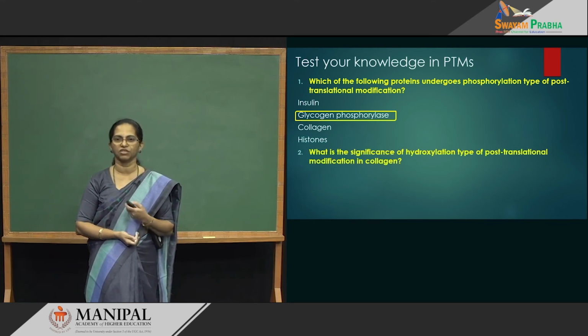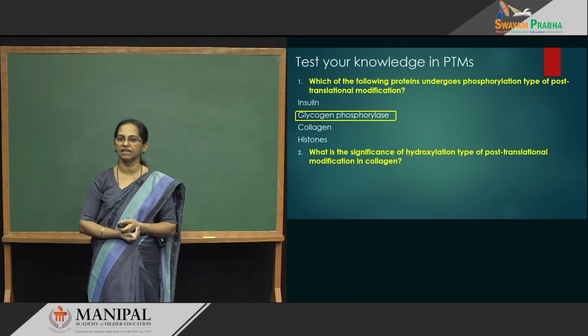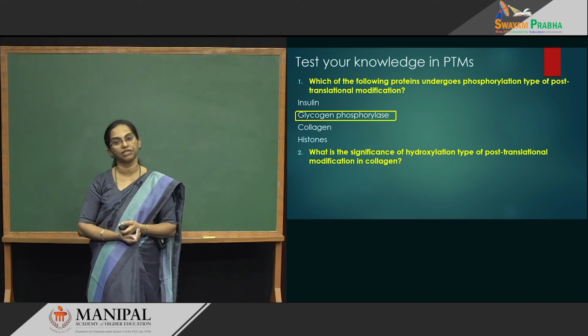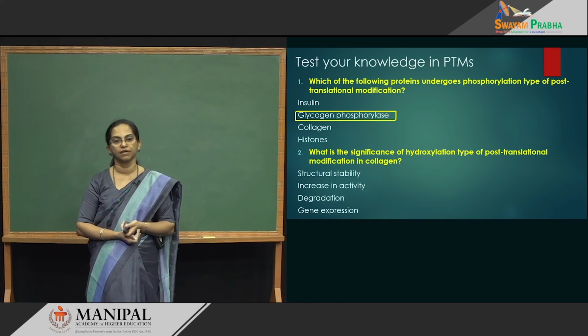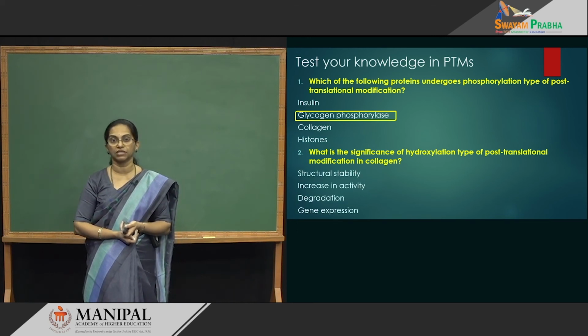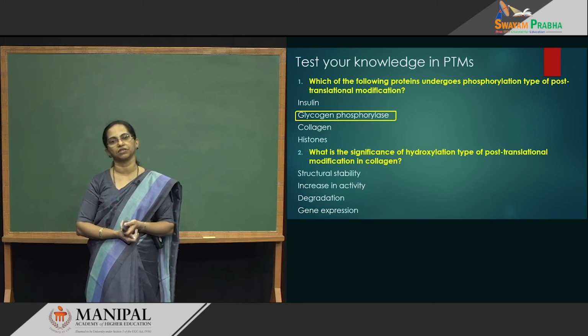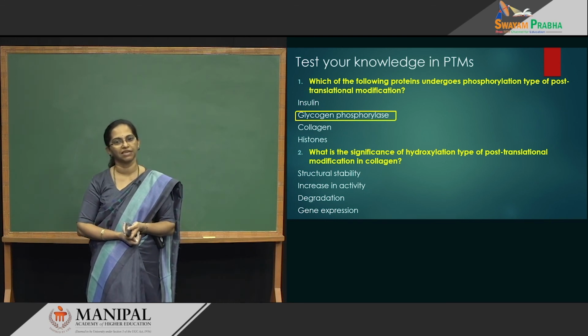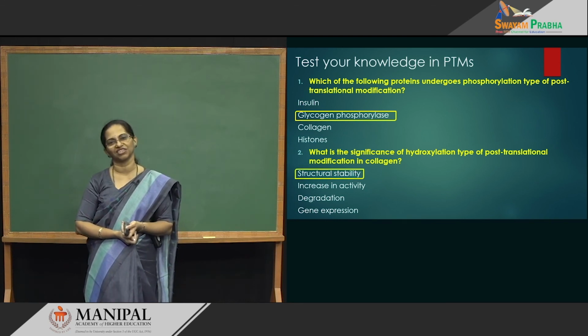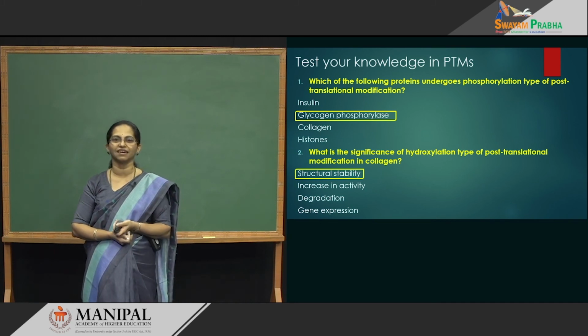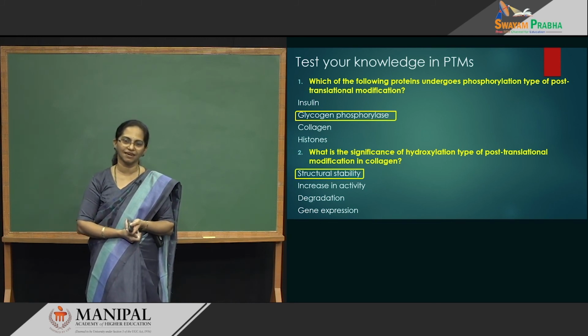Second question, what is the significance of hydroxylation in collagen? Why are you trying to add an OH group in collagen? Is it to improve structural stability? Is it to increase the activity or degrade it, or for gene expression? Which do you think out of the four is the best answer for collagen? It is for structural stability. So, you see the answer here, it is to increase the structural stability.